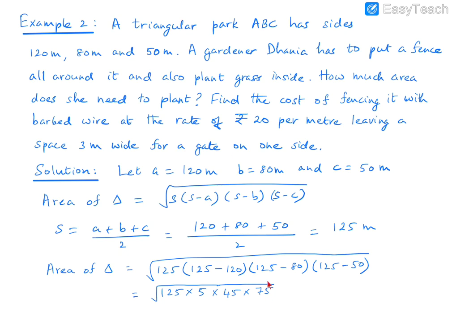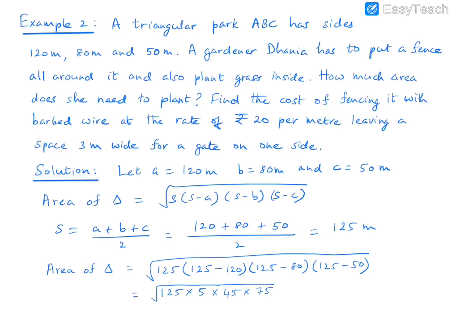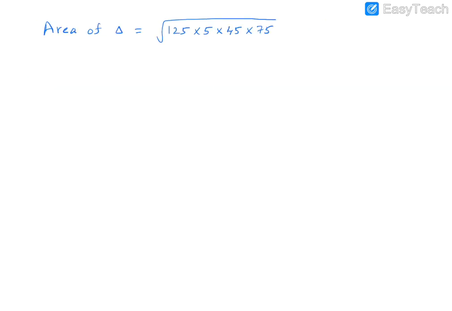I'm just going to rewrite this expression on the next page so we can follow it easily. So the area of the triangle is the square root of 125 into 5 into 45 into 75, which I've copied over again. Now we can go on to simplify this. An easy way of simplifying values inside the square root is that if the same number repeats twice inside the square root, we can take it out once and remove that number. Let's see how we can do this.